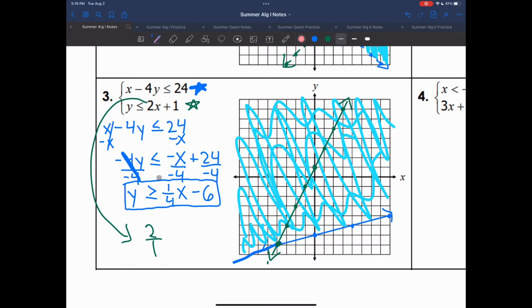Y is greater than or equal to, oh wait, am I looking at the wrong one? I am, sorry, let me look at this one. Almost made that mistake. So we're looking at this equation now. Make sure we graph that right. Up to, yeah, we're good. Okay. This sign was not flipped. This is a less than or equal to.